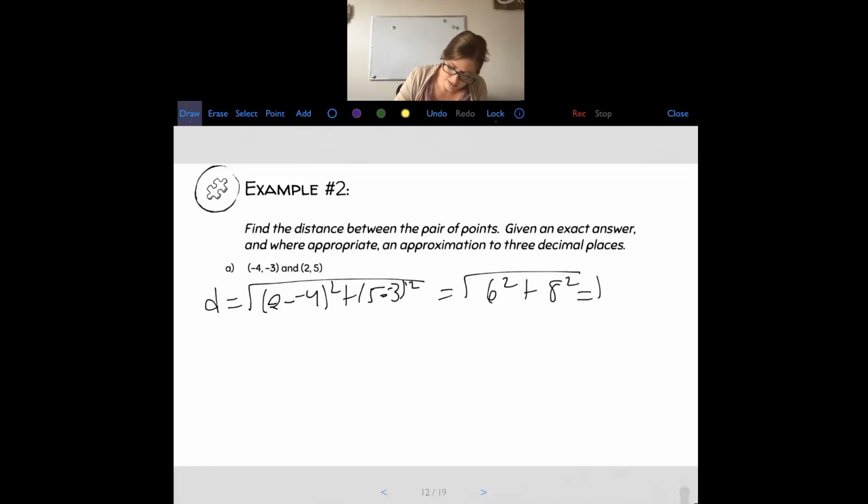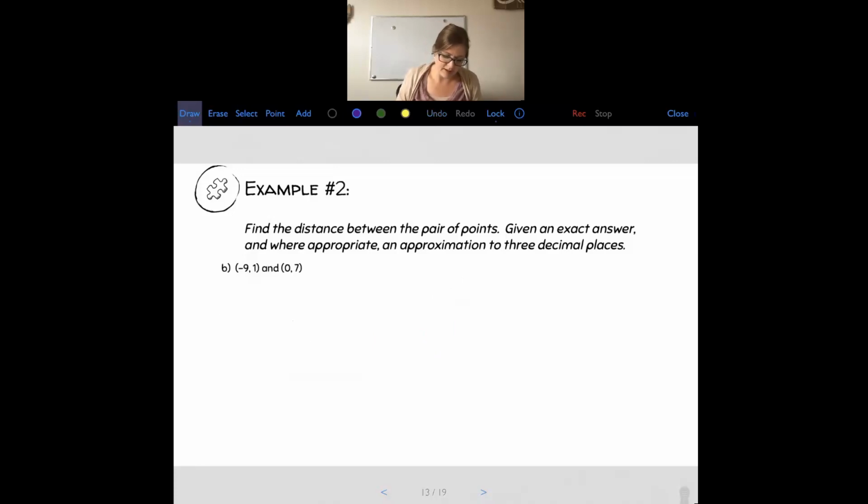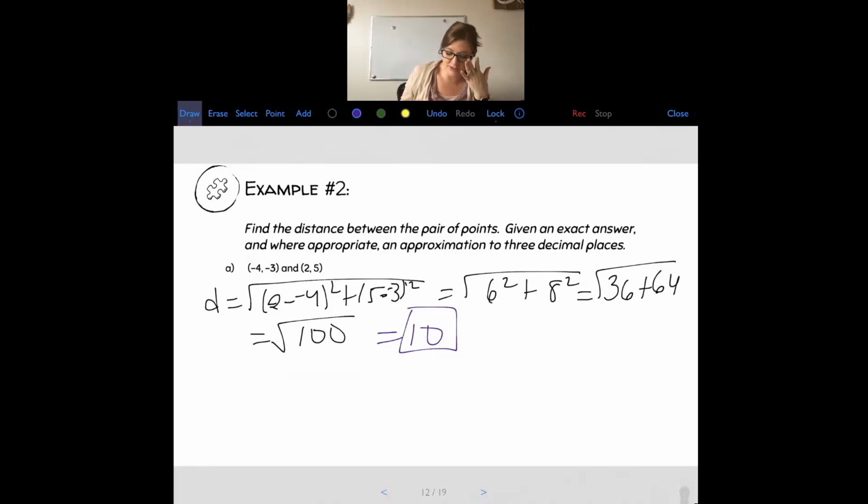6 squared is 36. 8 squared is 64. And 36 plus 64 is 100. Now the square root of 100, this is a perfect square. It's equal to 10. There's no square root there, no radical. That's because 100 is a perfect square. For the previous one, we don't have to give an approximation to 3 decimal places because it's a perfect square.